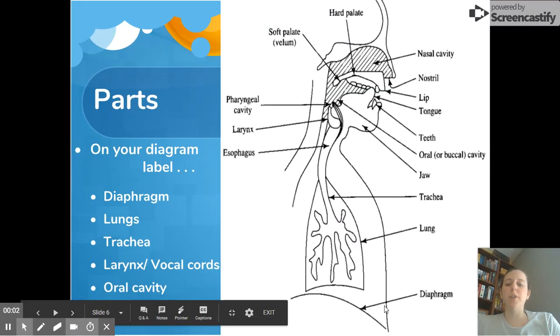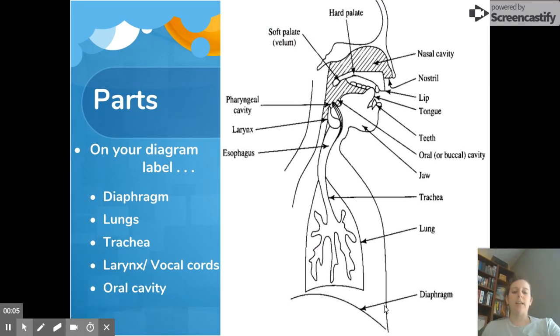All right, so part 2 for your guided notes. We are doing the parts of our body that help us to create sound.